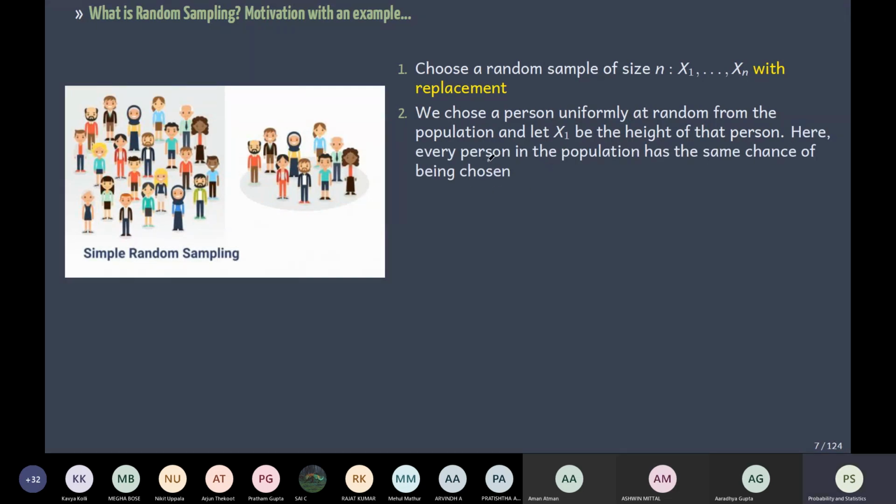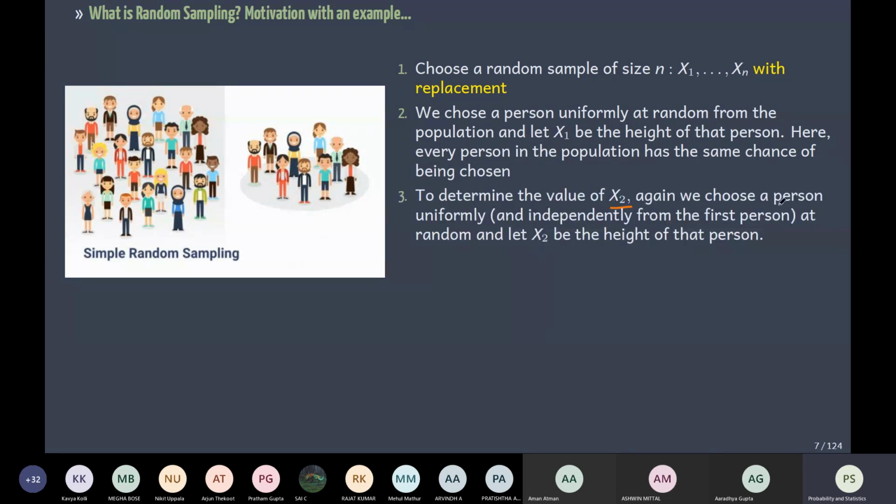So here every person in the population has the same chance of being chosen. So there is no bias in which person I'm going to choose. Okay, so that is assumed. Now to determine the value of x2, again we choose a person uniformly and independently, obviously.